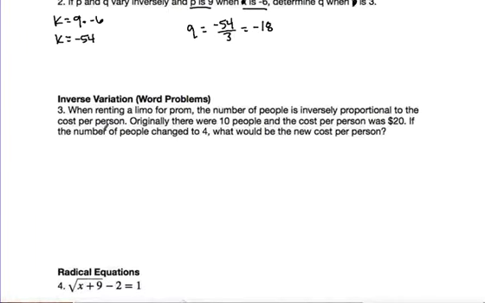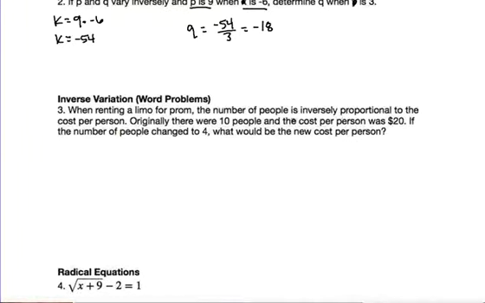All right, number 3, when renting a limo for prom, the number of people is inversely proportional to the cost per person. So think about that in reality. The cost of renting a limo is, let's say, $200. So if the cost was $200, the more people that I have getting in that limo, the less each person is going to have to pay. So the number of people is inversely proportional to the cost, meaning the more people that you have, the less it's going to cost. So originally there were 10 people and the cost was $20 per person.